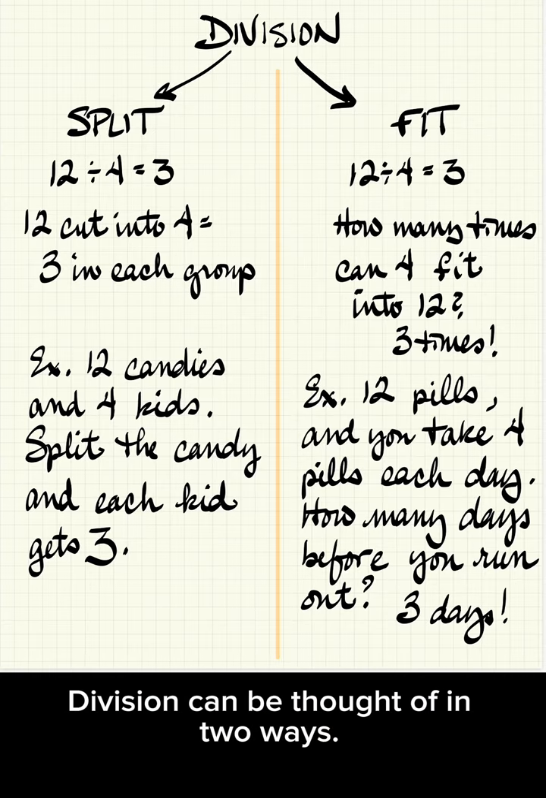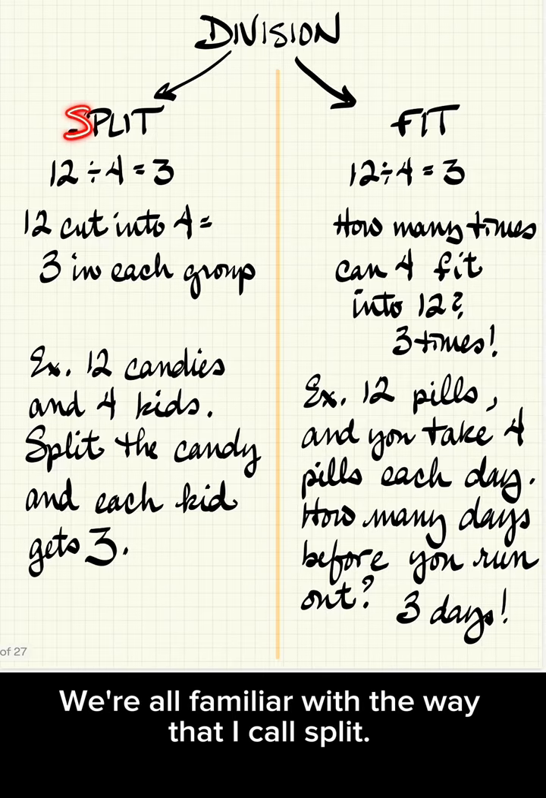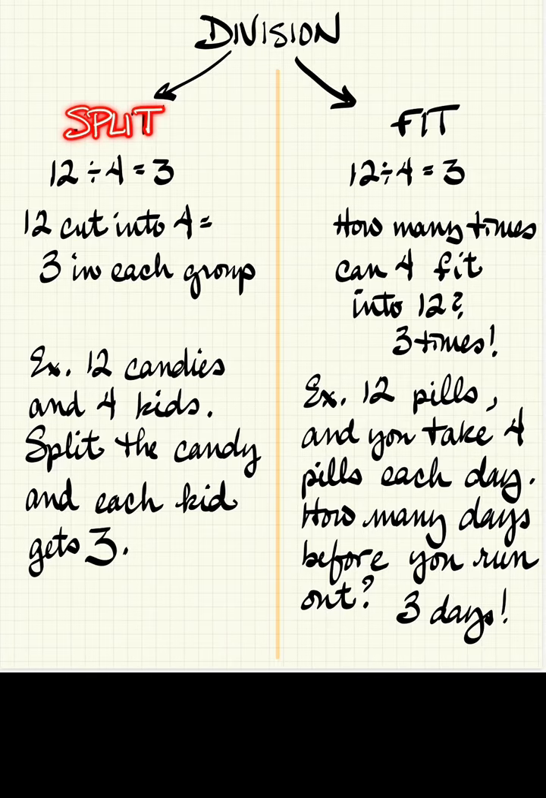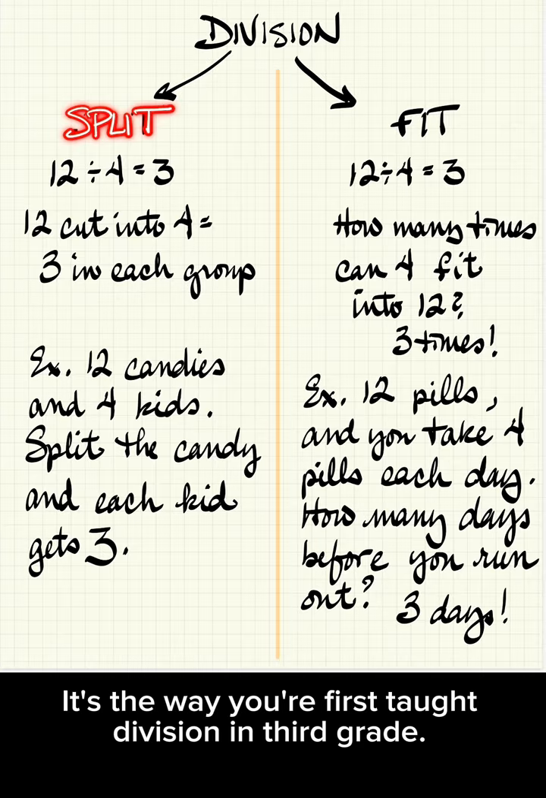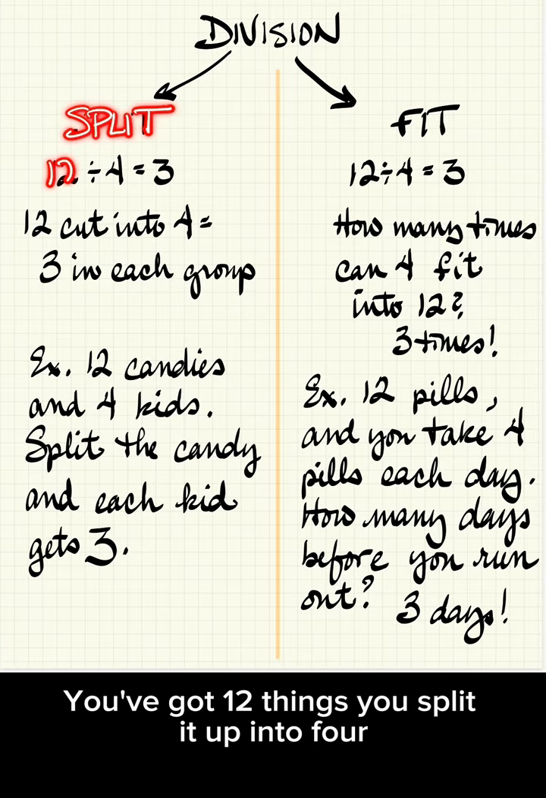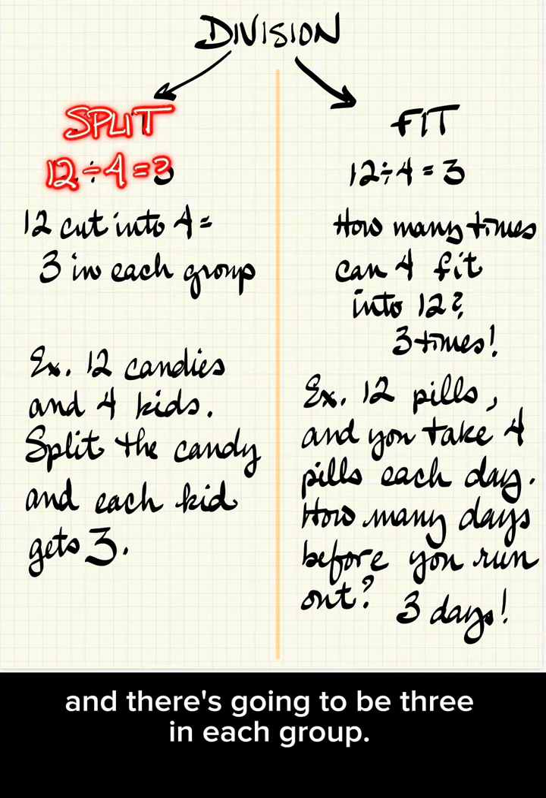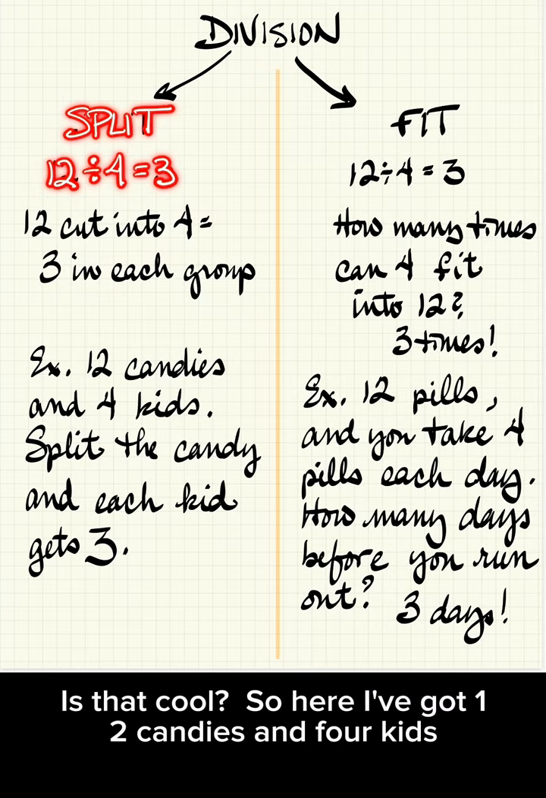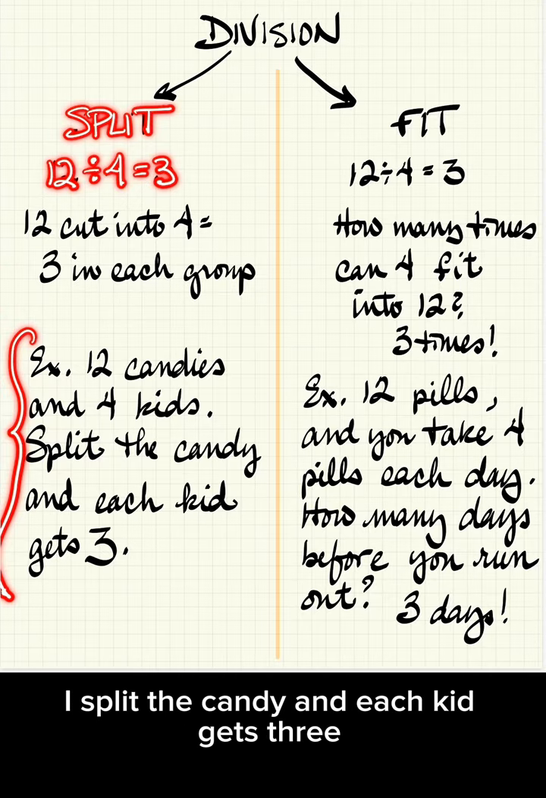Division can be thought of in two ways. We're all familiar with the way that I call split. It's the way you're first taught division in third grade. You've got 12 things, you split it up into 4 groups, and there's going to be 3 in each group. Is that cool? So here I've got 12 candies and 4 kids. I split the candy and each kid gets 3.